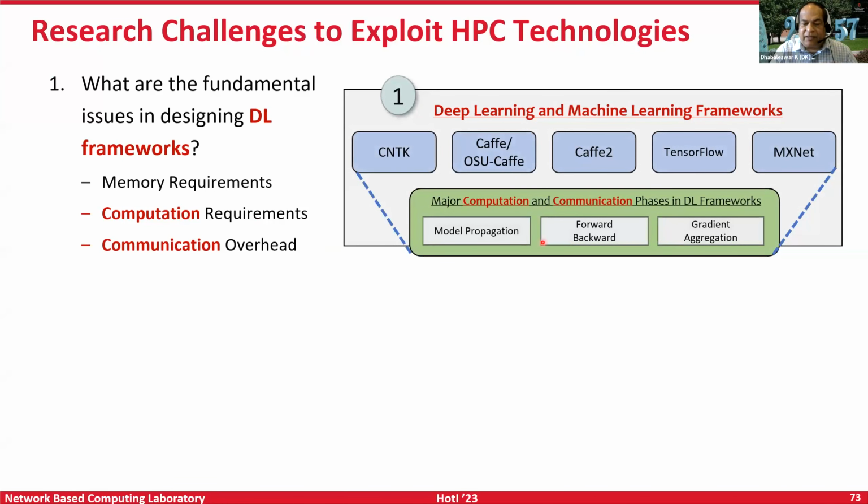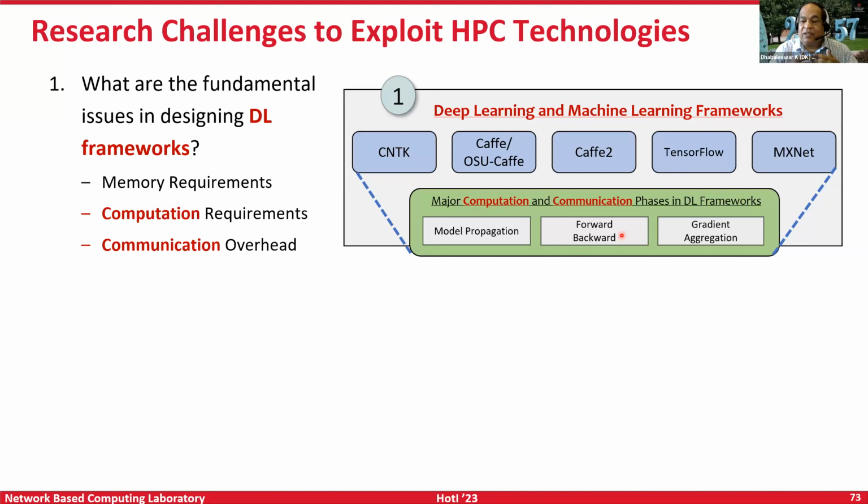So if you take a look at this, let's say all our deep learning frameworks, we talked about TensorFlow, PyTorch, you can have CNTK and all. Just like the traditional high performance computing applications, when you are running these on HPC systems, they have some amount of memory requirements, computational requirement, communication overhead. All these things we saw in the model propagation, forward, backward, gradient aggregation, etc. So from the first perspective, one has to really understand, and this is what is happening over the last several years.